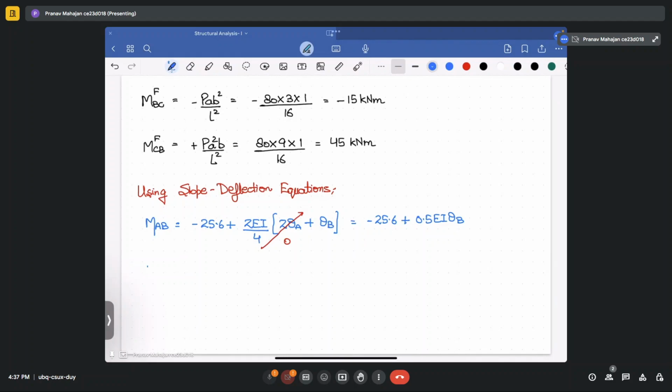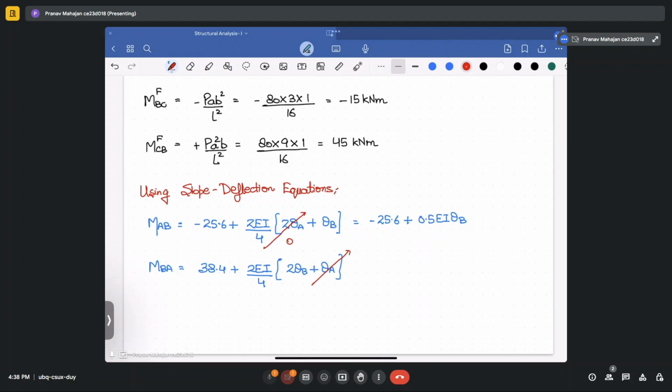Now MBA, in this case your fixed end moment is 38.4 plus 2EI upon L into twice of theta B plus theta A. In this case also your theta A will be equal to 0. So what you will get? You will get 38.4 plus EI into theta B.